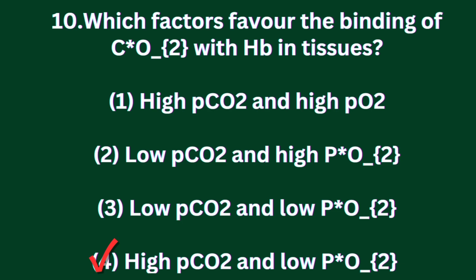Which factors favor the binding of CO2 with hemoglobin in tissues? 1. High PCO2 and high PO2, 2. Low PCO2 and high PO2, 3. Low PCO2 and low PO2, 4. High PCO2 and low PO2.